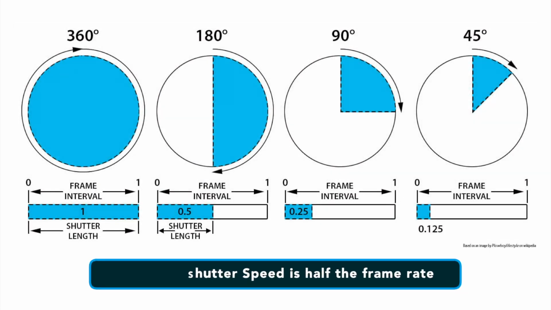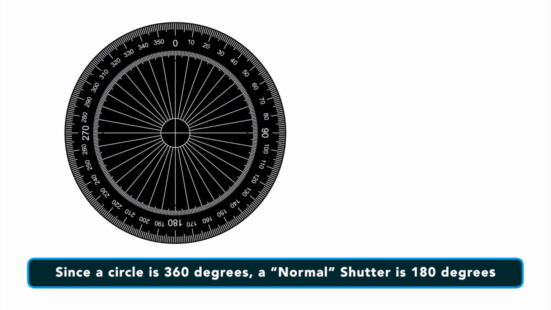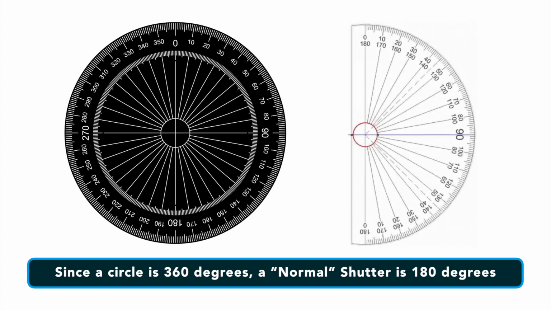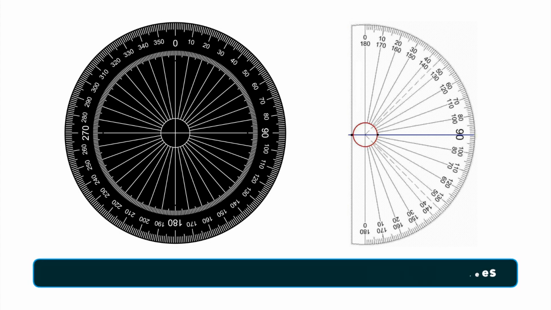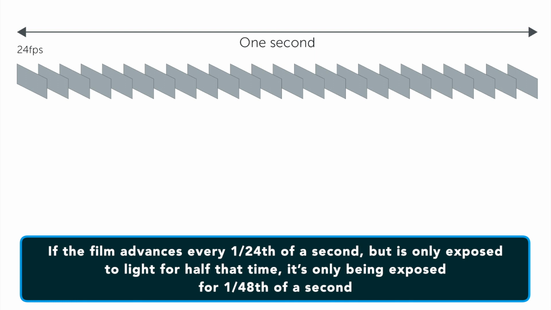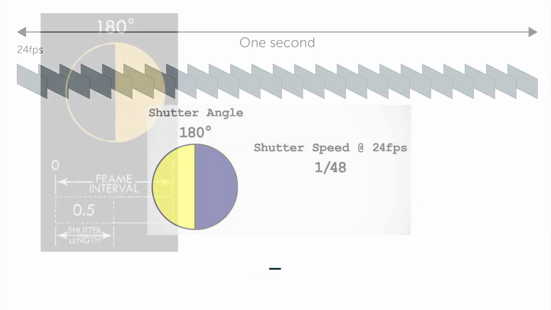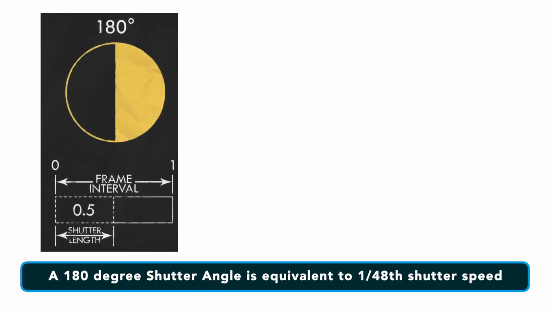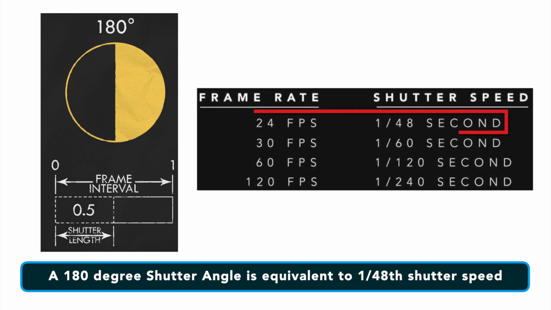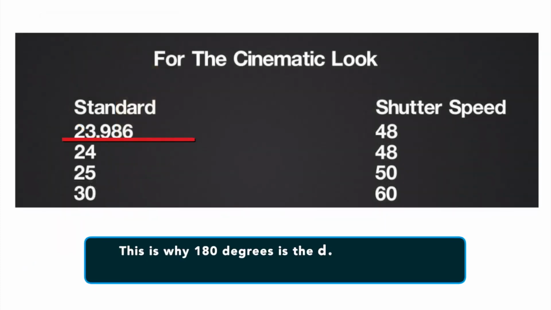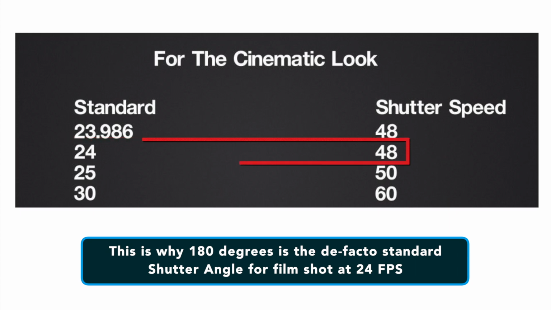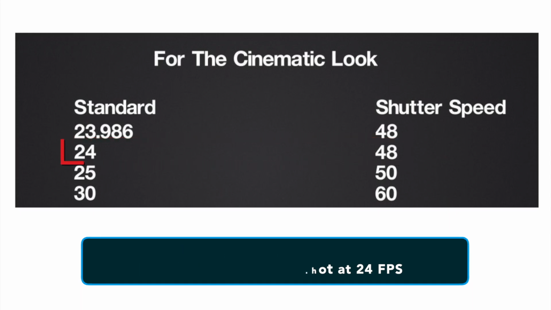Normal shutter speed is half of the frame rate. Since a circle is 360 degrees, a normal shutter is 180 degrees, or 1/2 of that 360 degree pie. So, if the film advances every 1/24 of a second, which is common for film, but is only exposed to light for half that time, it's only being exposed for 1/48 of a second. This means that a 180 degree shutter angle is equivalent to a 1/48 shutter speed, which is why 180 degrees is the de facto standard shutter angle for a film that is shot at 24 frames per second.